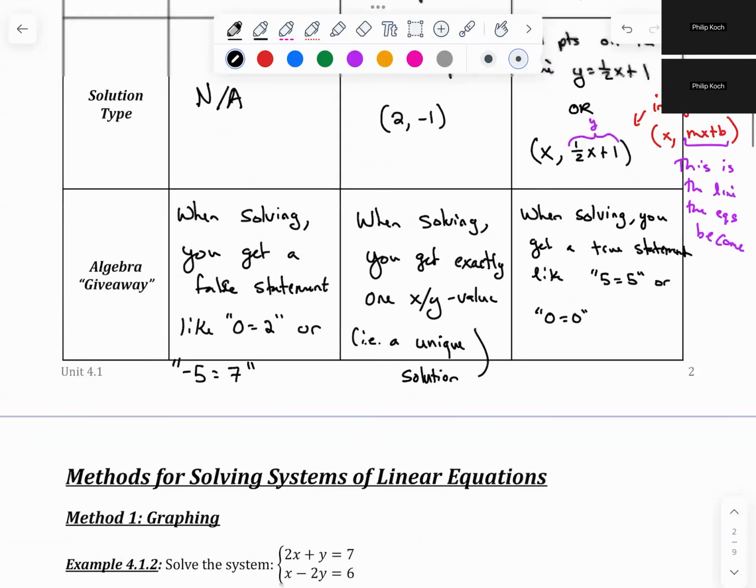So those are the key giveaways. That's the main thing that I want you to take away from this page: if you get a false statement, it means there's no solution. If you get one X value, it means you're going to get one Y value, a unique solution. And if you get a true statement, it means there's infinitely many. As long as you get those three things, I'm happy. The other stuff, that's for Math 253. That's for linear algebra. Okay?